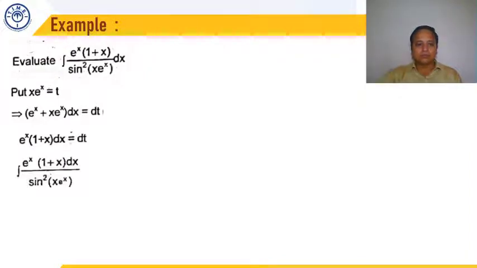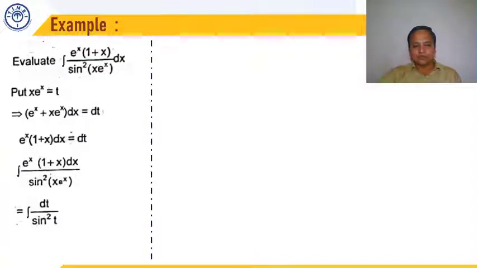We just substitute x e to the power x as t in the function. So in this function e to the power x 1 plus x dx upon sine square x e to the power x, we have taken x e to the power x as t. So when we put x e to the power x as t, then in the numerator e to the power x 1 plus x dx is replaced by dt. Now the entire integral function is changed from x to t. And we also know that 1 upon sine square t is cosec square t.